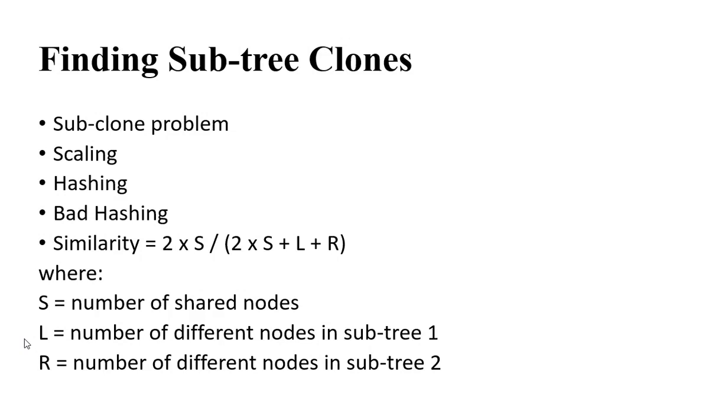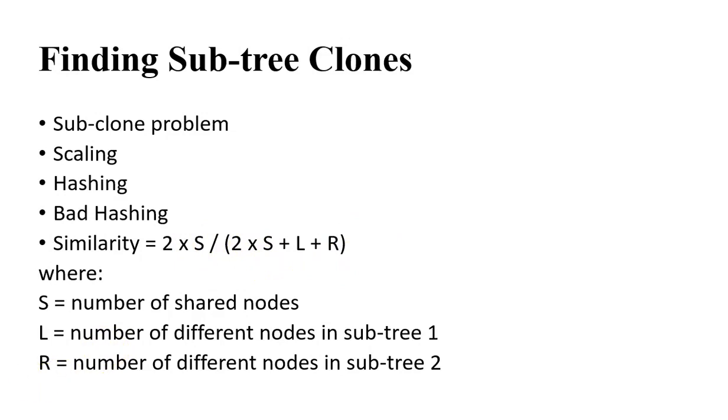If we apply it to near miss clones, it doesn't work because they introduce bad hashing, which ignores small subtrees. Instead of comparing trees for exact equality, they used similarity, to measure how similar two subtrees are. This is the similarity formula.